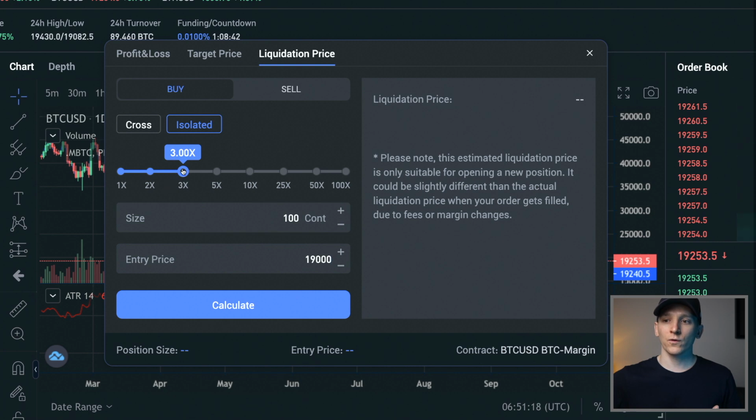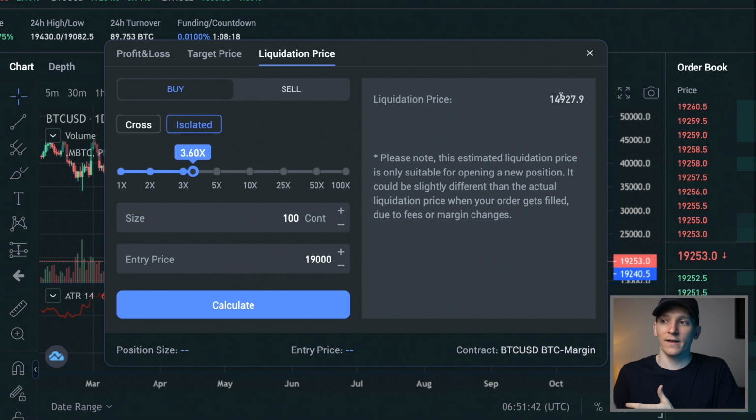Now, what's your margin here? You can obviously put this up or down, but we can do calculate right here, and you can see my liquidation price. So this is an estimate, as you can see here, but this is going to tell you that if we're trading with 100 contracts, which are $1, entry price 19,000, what is our liquidation price right here based on how much we have in the account? 15,000.